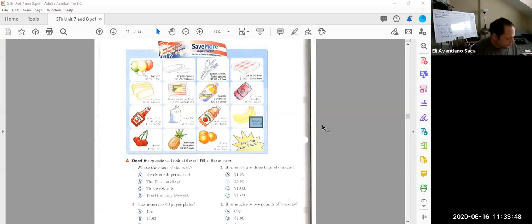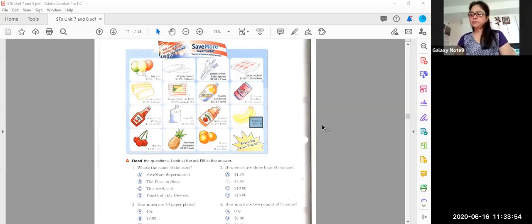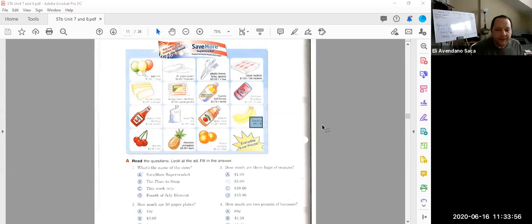Okay. Because it says bananas, it says 69 cents per pound. Per pound, por libra, per, P-E-R, per pound. Okay. So 2 pounds would be $1.38. Okay. Very good. Let's move on to the next page.